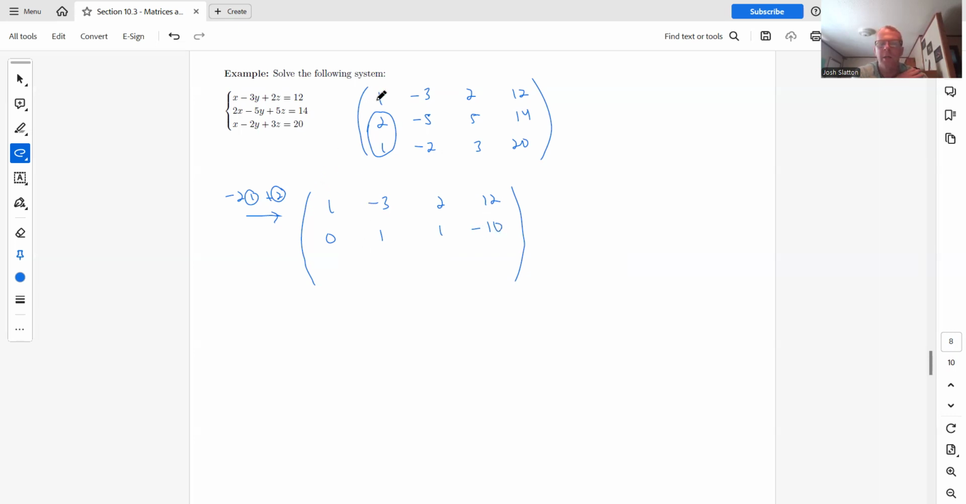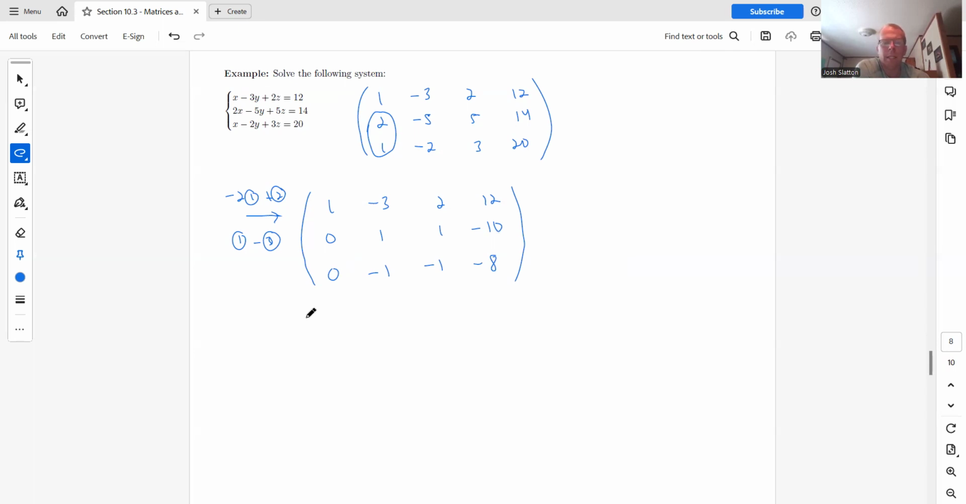And then we can just subtract row 1 minus row 3. So that would give us a 0 there. -3 minus -2 gives us a -1. 2 minus 3 gives us a -1. And then 12 minus 20 would give us a -8.